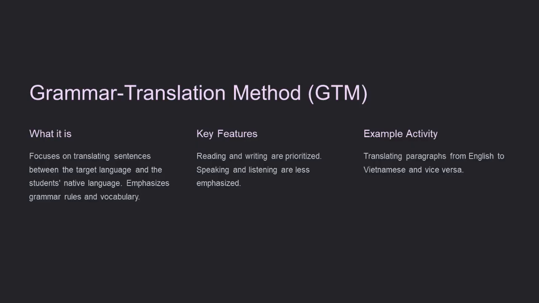The grammar translation method focuses on translating sentences between the target language and the student's native language, emphasizing grammar rules and vocabulary. Key features include prioritizing reading and writing over speaking and listening. An example activity is translating paragraphs from English to Vietnamese and vice versa.